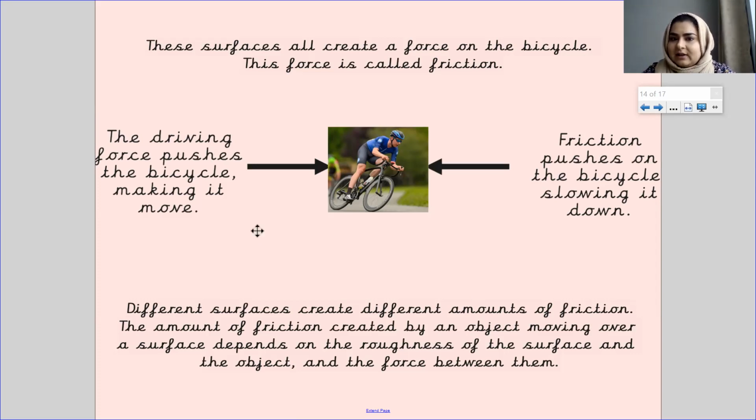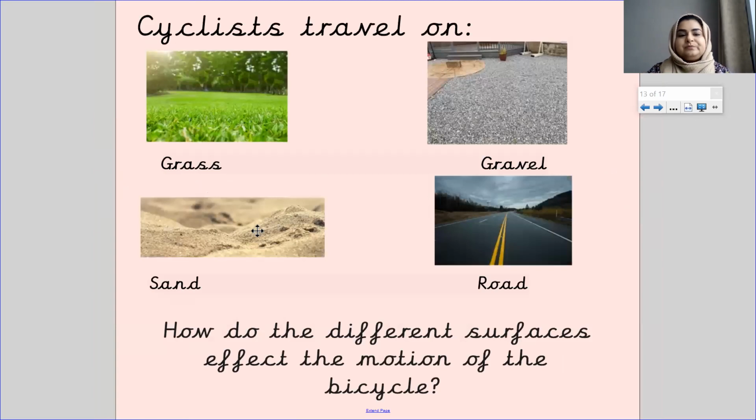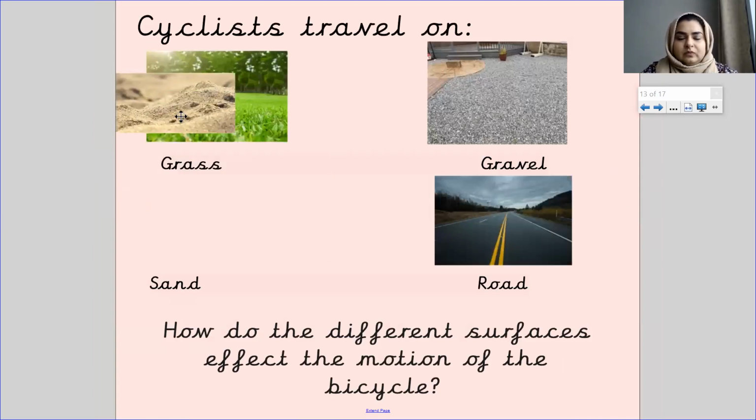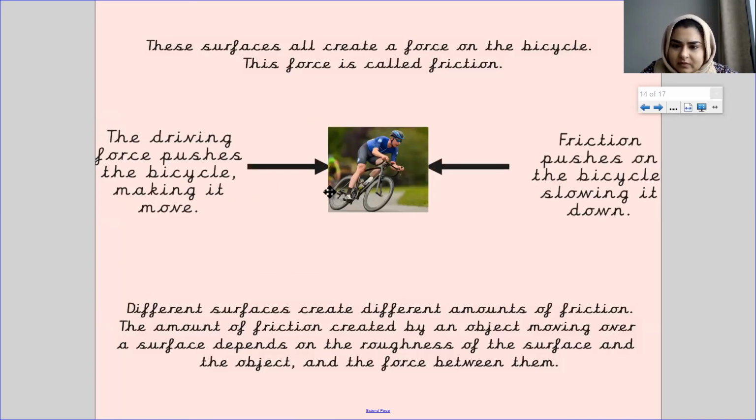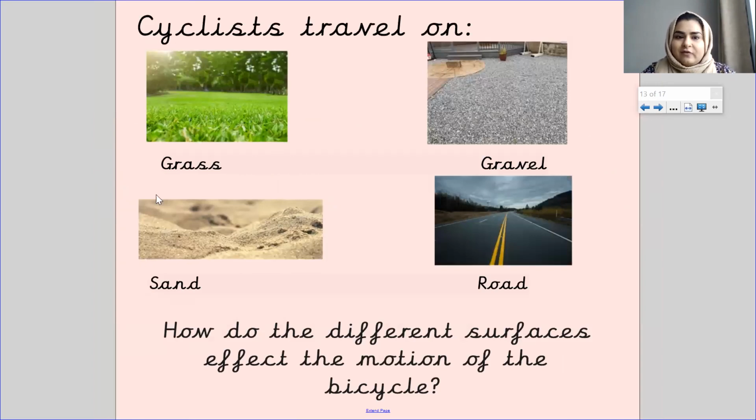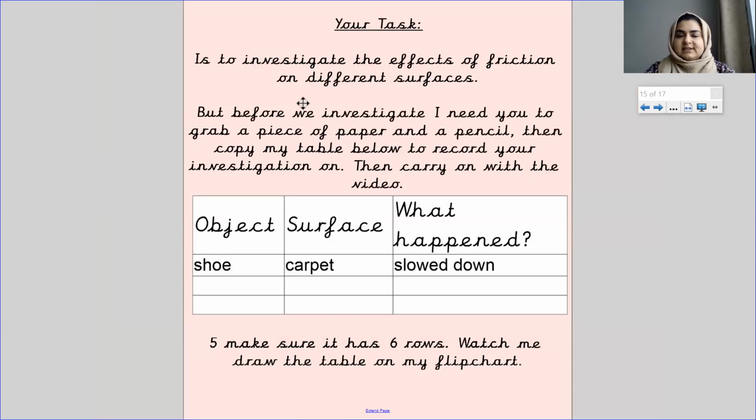So if I go back to this slide, now we know roughness matters. Depending on how rough any of these surfaces are will depend on how the bike rides on it. Fantastic. So now your task today is to investigate the effects of friction on different surfaces.